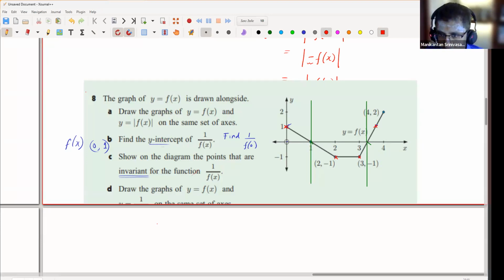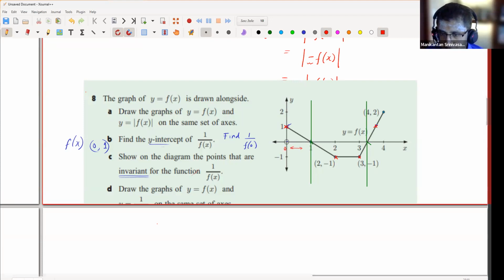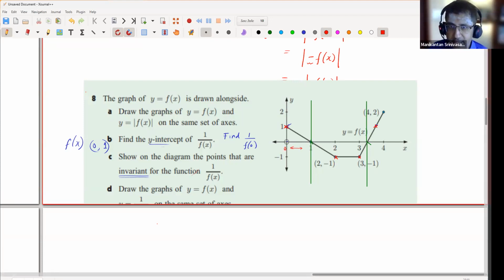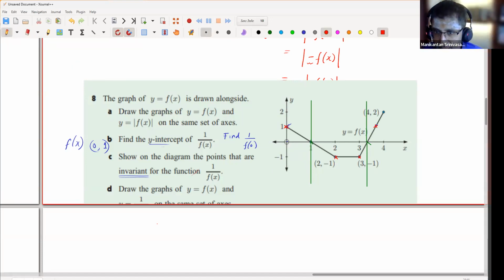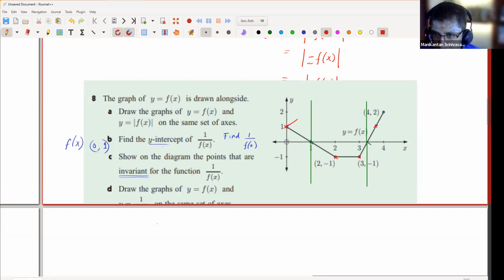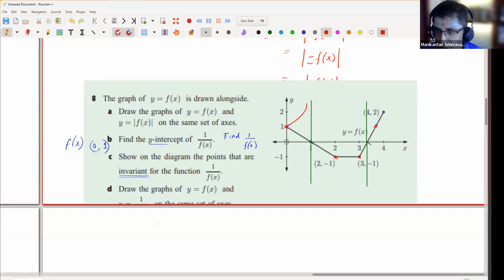Now, let's see what happens. In the zone from 0 to 1, f of x is gradually decreasing. Still positive, but gradually decreasing. Which means the reciprocal will gradually increase. It'll keep increasing. And then just before 1, for example, f of 0.99 is almost 0. Therefore, this is going to blow up to infinity. Which is why this is a vertical asymptote.